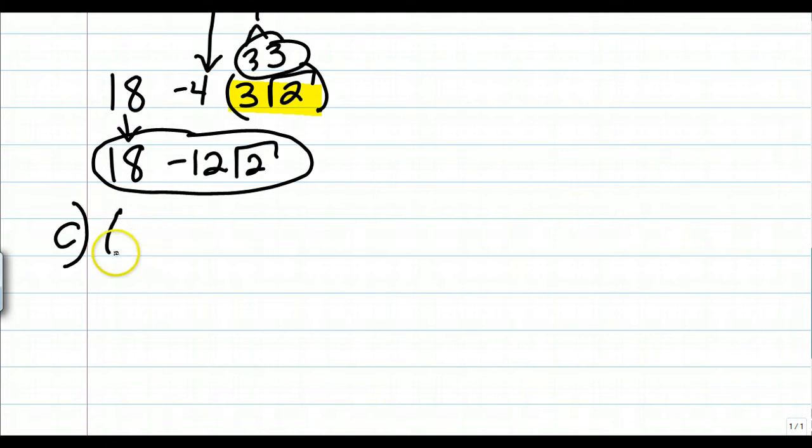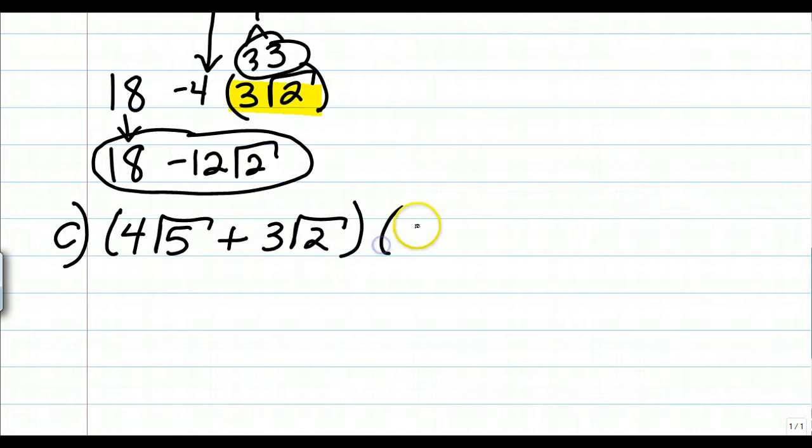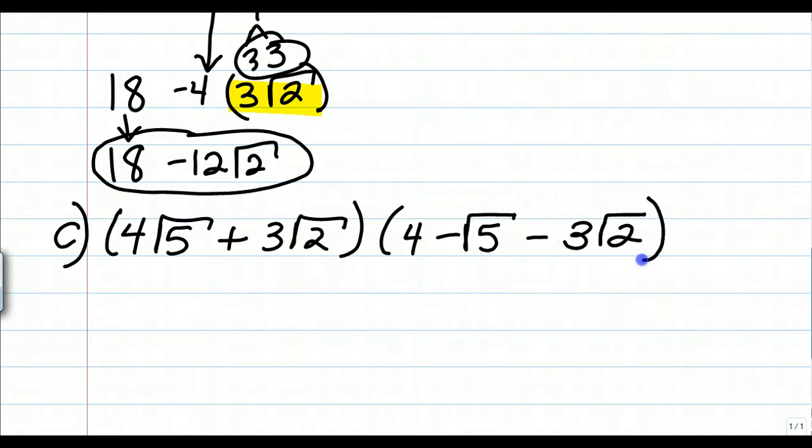C, I have 4 radical 5 plus 3 square root of 2, times 4 radical 5 minus 3 square root of 2. If you notice, that looks weird. This is a radical, sorry. Make sure you know that that's 4 radical 5 minus 3 radical 2. I might have said negative, but make sure you know that that's a square root. I'll just erase it, it looks better.